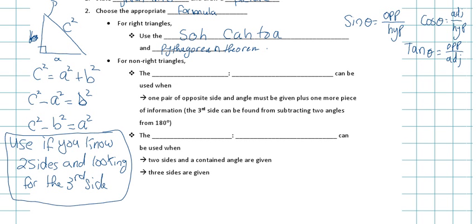Now, if I have a non-right angle triangle, can I use SOHCAHTOA? No. Right? I have to pick between sine law or cosine law. Okay? So the sine law, which we learned yesterday, has two formulas. Right? They're the same, but they're inverted. So you have a over sine A equals b over sine B equals c over sine C.